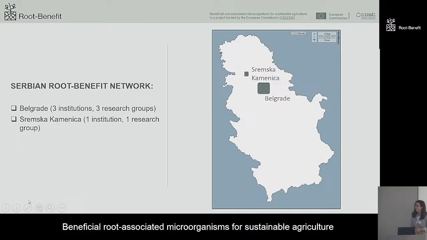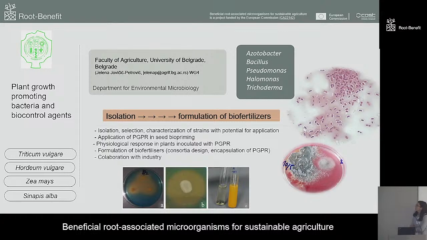Greetings to everyone. My name is Jelena Jovičić-Petrović, and I will present the Serbian Root Benefit Network. 4 institutions replied to our survey. 3 of them are located in Belgrade, and 1 is in northern Serbia, in Sremska Kamenica. The first institution is the Faculty of Agriculture. I come from the Faculty of Agriculture, as does our co-leader of the 4th working group, Vera Kalajic.